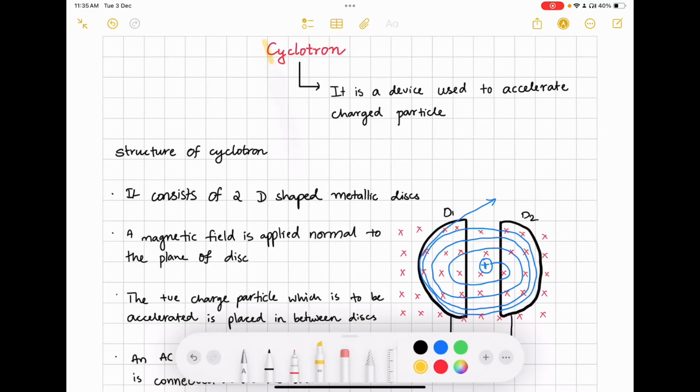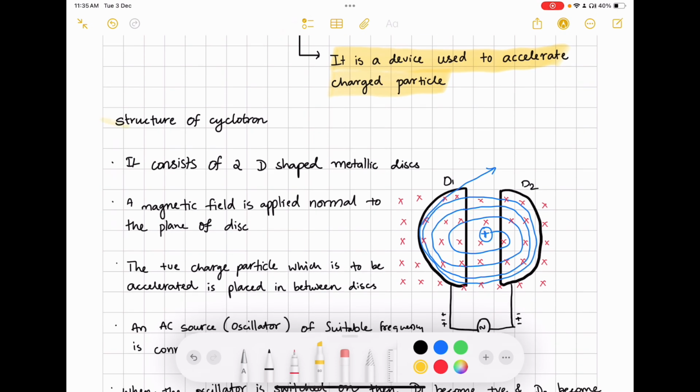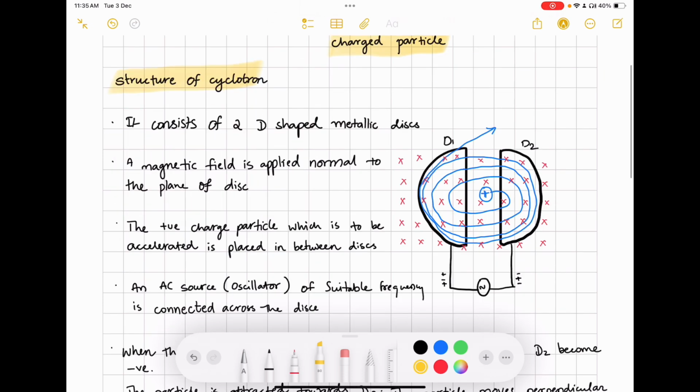Today we are going to study about the cyclotron. It is a device used to accelerate charged particles. So we can study the structure of the cyclotron. This is the structure of the cyclotron.